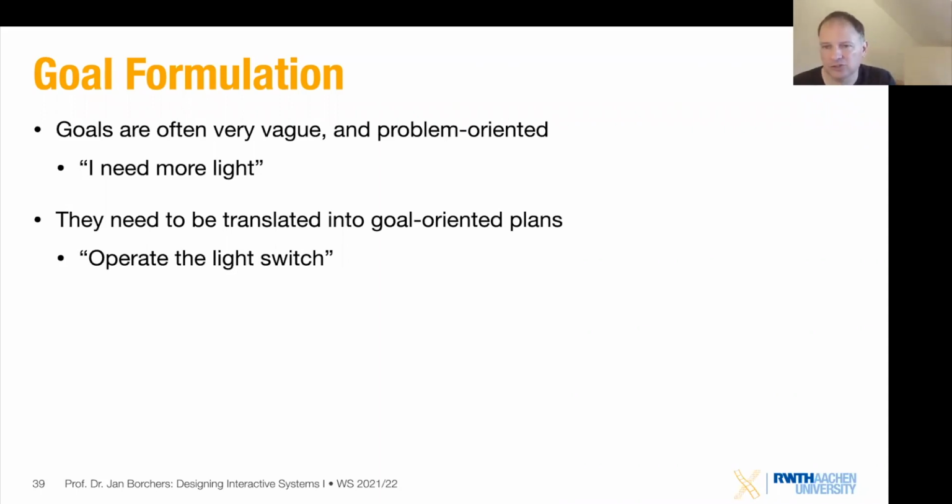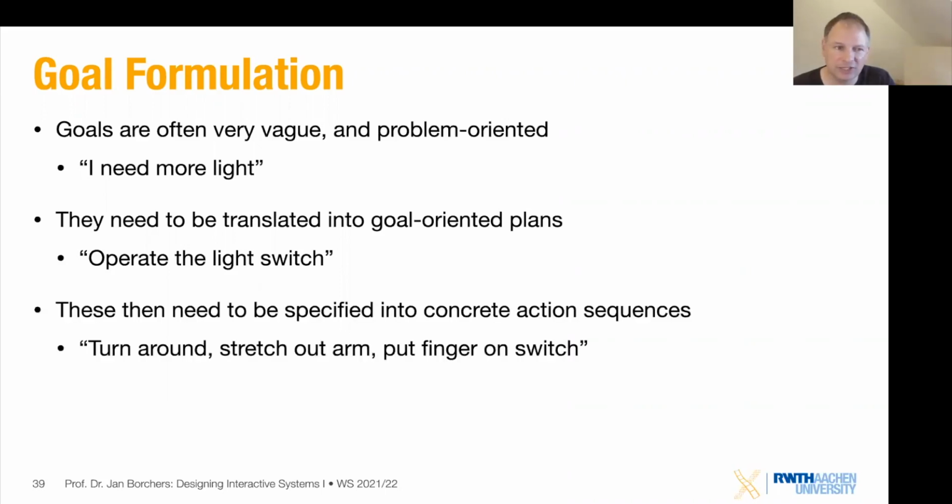Now we've got a plan on what you want to do, but it's not something you could feed a robot yet, right? You could maybe feed it into a robot if the robot knew what a light switch was and could scan its environment and find it and then plan a movement path. But I'm talking about a really dumb robot, right? Industrial robot that, you know, welds cars together. That kind of robot would need more detailed description. And so does your own body. Because you need to translate that plan into a concrete action sequence. That is like, okay, turn around, stretch out your arm, and put the finger on the switch and press.